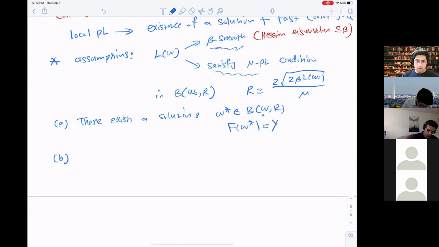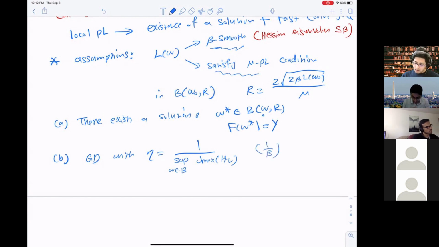And B, if I run gradient descent with a learning rate, eta, which is inversely proportional to the maximum curvature of the loss in that ball, basically you can think about this as 1 over beta, because the maximum eigenvalue is beta, then gradient descent will converge to W star. What is the rate of the convergence? We have exponentially fast rate of convergence.